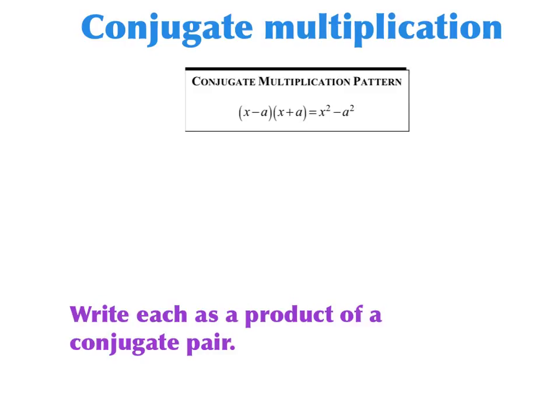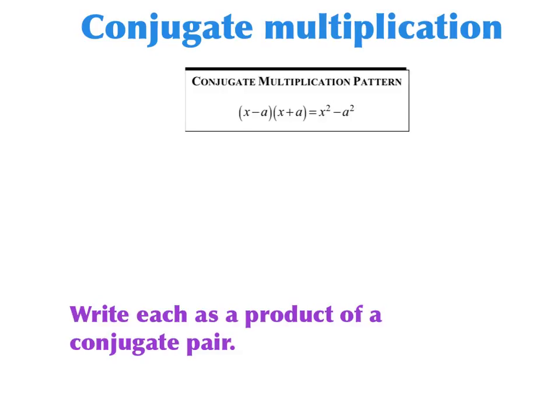Our next little section is called Conjugate Multiplication. So let's get that titled in the notebook. And go ahead and we'll write down our formula and box it in. Here's the conjugate multiplication pattern. X minus a times x plus a is simply x squared minus a squared.